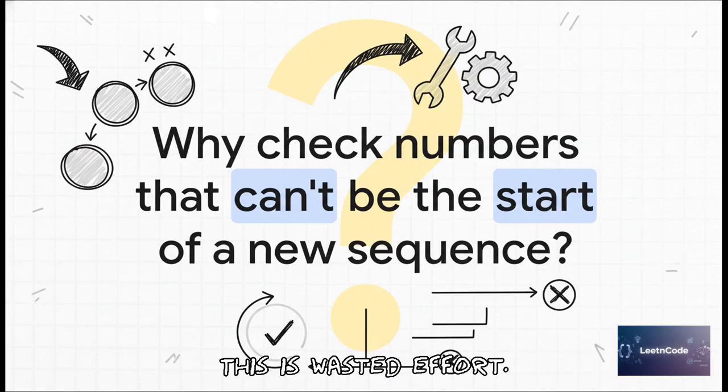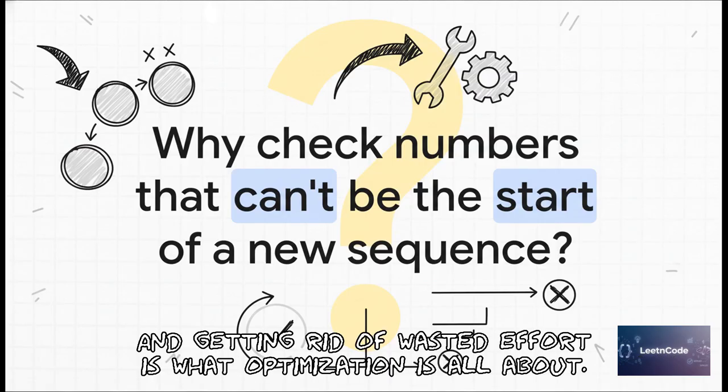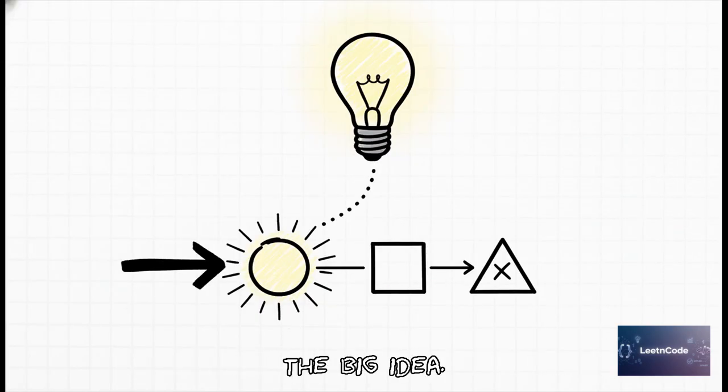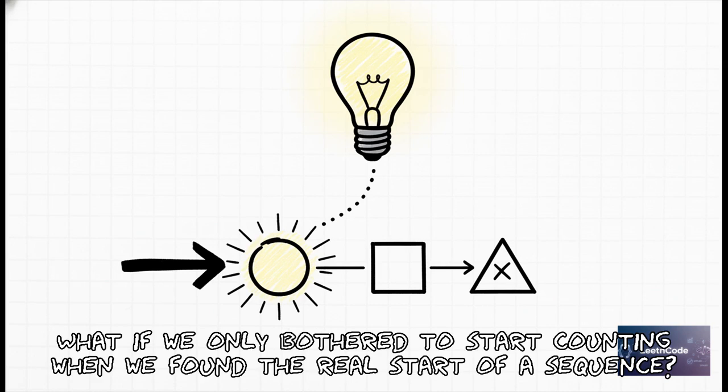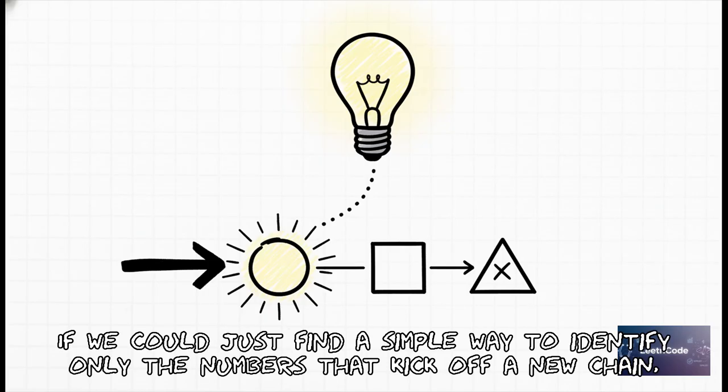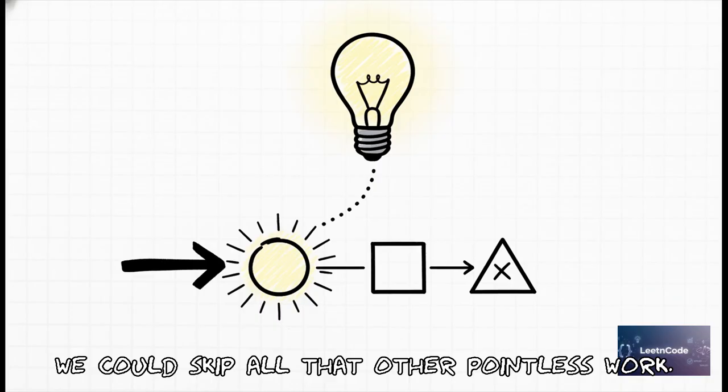This is wasted effort, and getting rid of wasted effort is what optimization is all about. And that brings us to the aha moment, the big idea. What if we only bothered to start counting when we found the real start of a sequence? If we could just find a simple way to identify only the numbers that kick off a new chain, we could skip all that other pointless work.